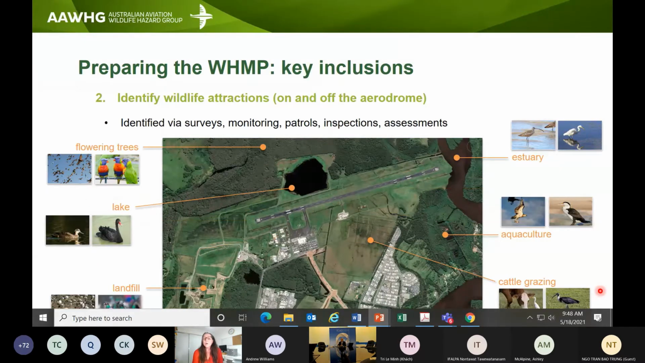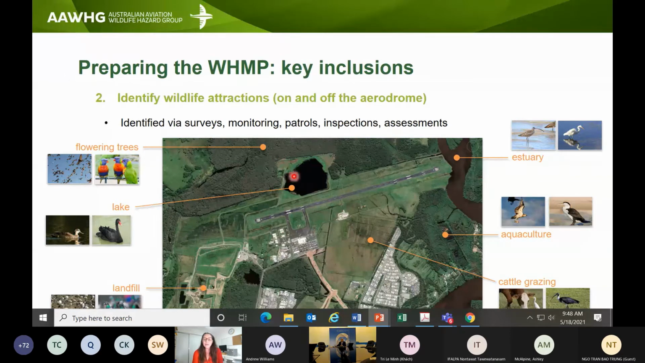Next slide, please. But it's not just identifying the wildlife attractions on the airfield. For many aerodromes, it's what is happening on the other side of the perimeter fence that may be contributing the most wildlife and contributing the most to the strike risk at that particular airport. So at this same airport here in Australia, starting down the bottom left-hand side and moving in a clockwise direction, there is a putrescible waste landfill, so a landfill that receives residential waste, urban waste, so food waste, which is particularly attractive to a number of scavenging birds.